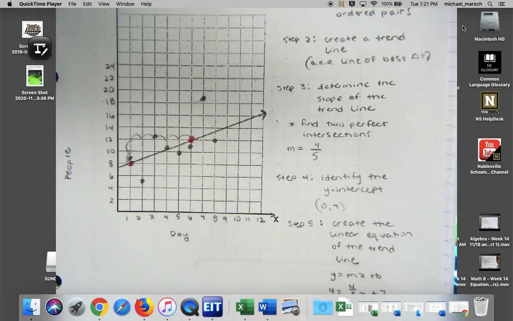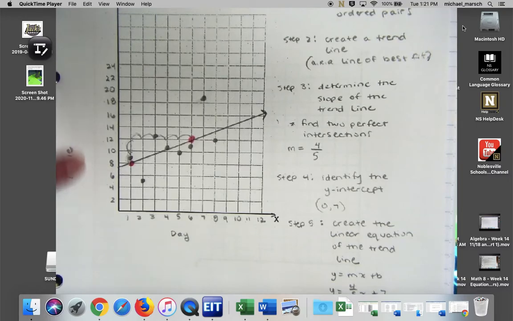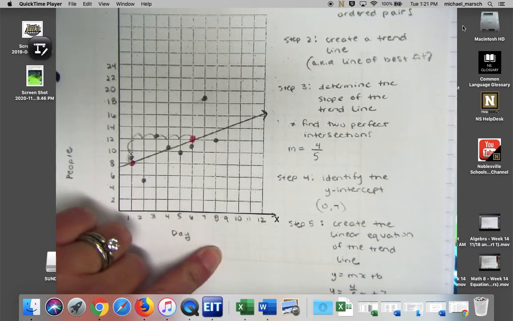I thought it was just people. Well, the slope, remember, is comparing the change in y and the change in x, right?